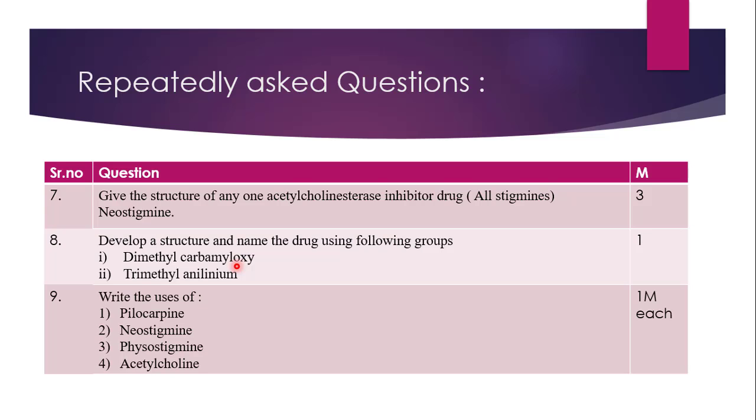Then question number 9 says, write the uses of pilocarpine, neostigmine, physostigmine, acetylcholine. They have asked the uses of all these stigmines, neostigmine, physostigmine, and also pilocarpine and acetylcholine. So this question also carries 1 mark each or 2 marks each. So the uses of pilocarpine, neostigmine, physostigmine and acetylcholine are important.